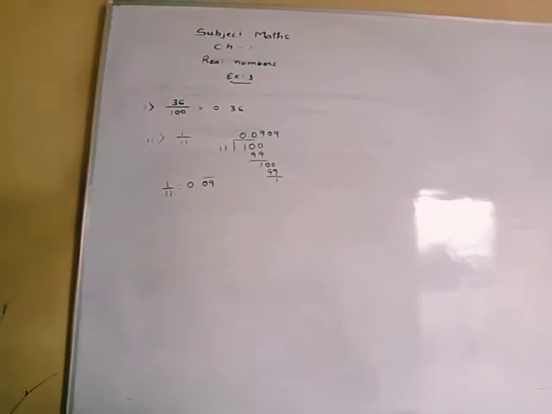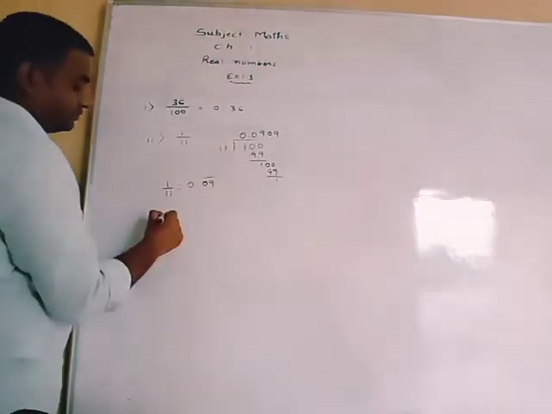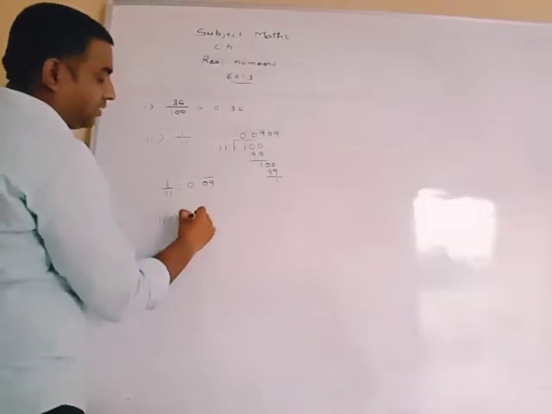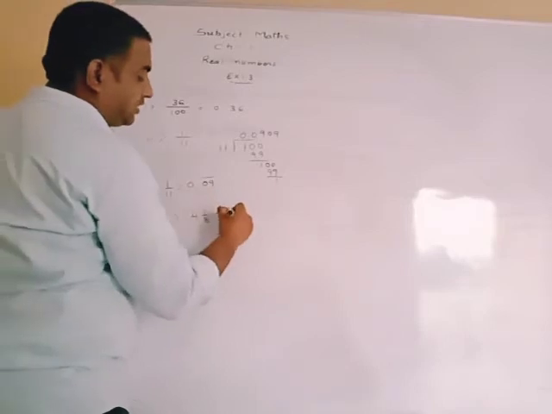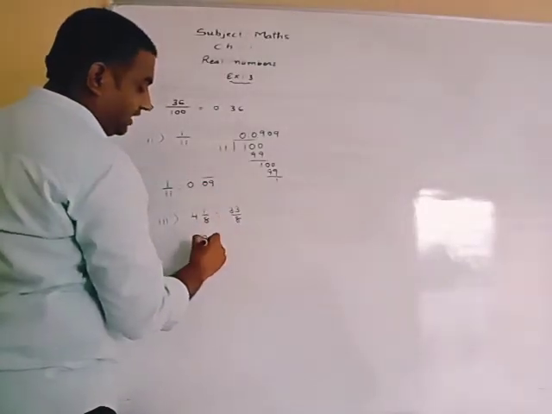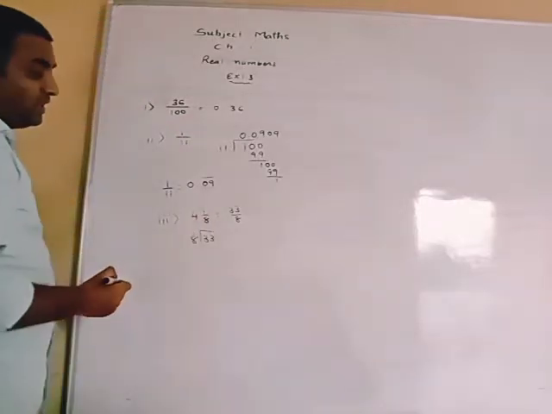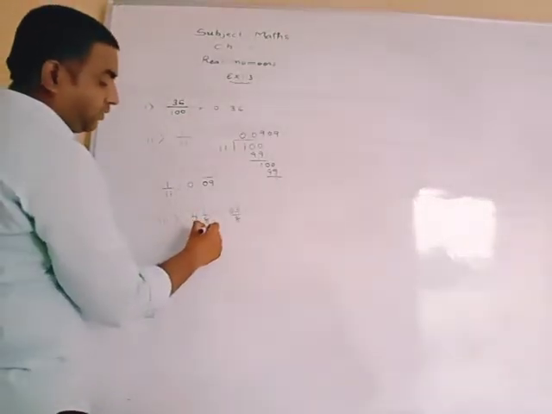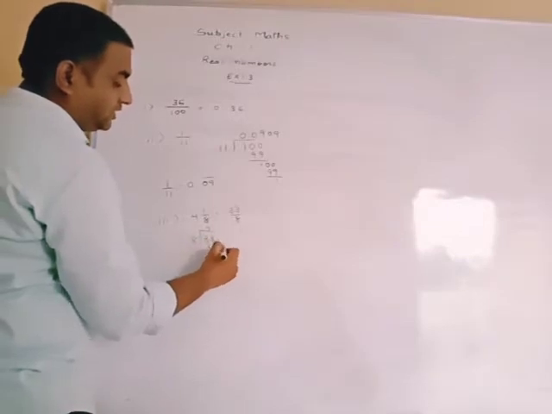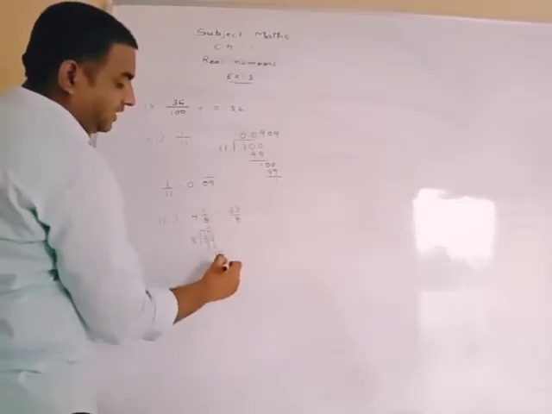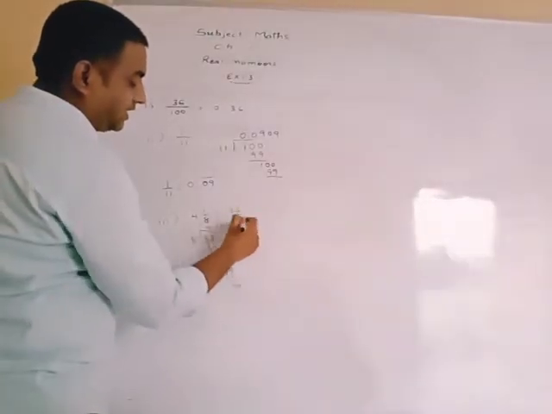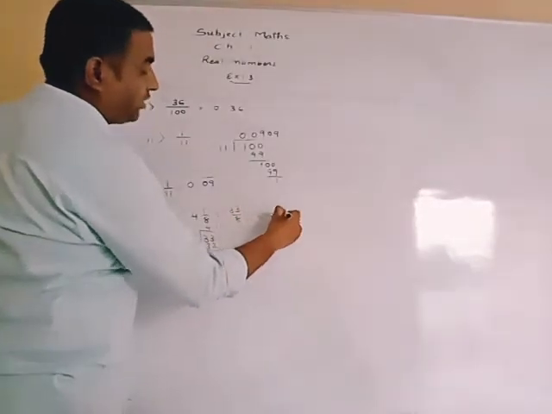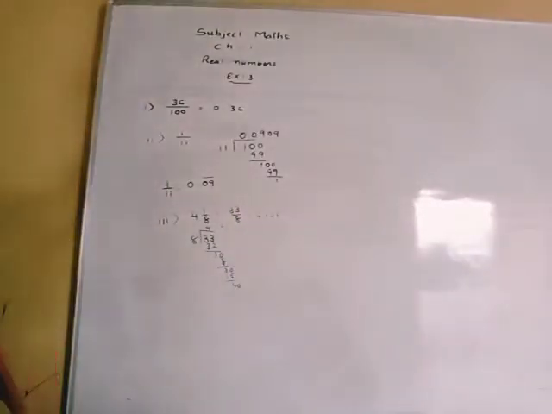The third question is given, 4 1 by 8. It means we convert into a fraction: 8 4s are 32 plus 1, 33 by 8. So 33 divided by 8. Then it will be 8 4s are 32, 1 0, 8 1s are 8, 2 0, 8 2s are 16, 4 0, 8 5s are 40. So it is 4.125. And it terminates after 3 digits, and so it is called a finite decimal.